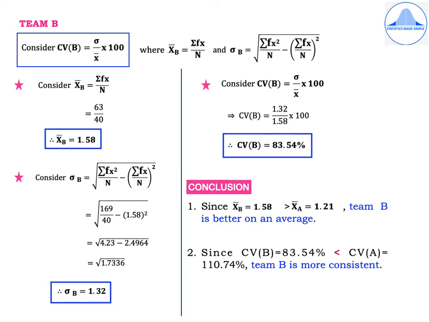So write the conclusion. The first one is, since x bar B is equal to 1.58, which is greater than x bar A equal to 1.21, team B is better on an average. Second, since CV of B is equal to 83.54%, which is less than CV of A equal to 110.74%, team B is more consistent.